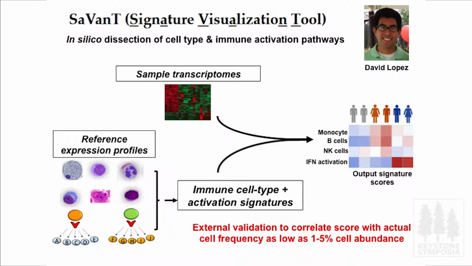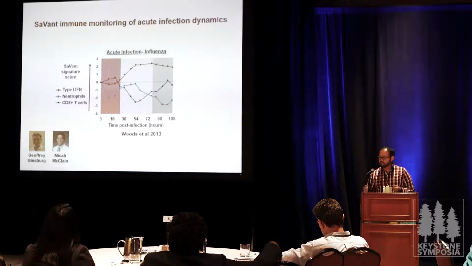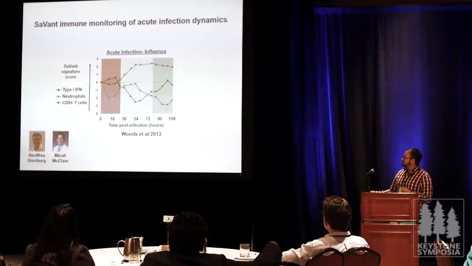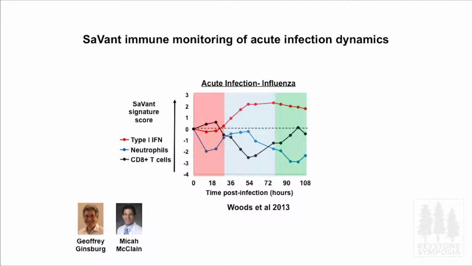I've used external validation in vitro and found that this correlates with the actual cell frequency down to 1 to 5%. I have also developed a similar method using DNA methylation, but I don't have time to show that today. To give you a flavor of what this looks like, working with Jeffrey Ginsberg, my mentor here at Keystone, and a collaboration that he fostered with Micah McClain at Duke, we looked at immune monitoring of acute infection. We had patients infected with influenza and followed them over the course of a few days for their blood transcriptomes.